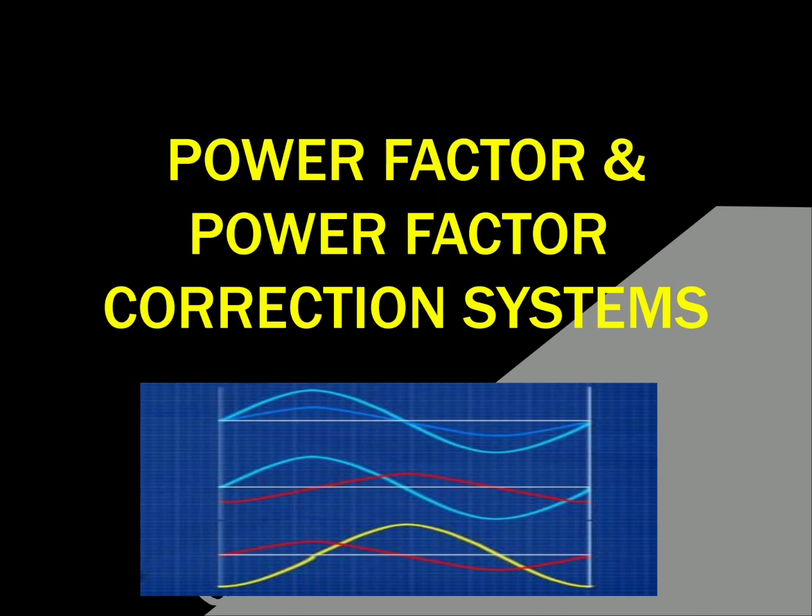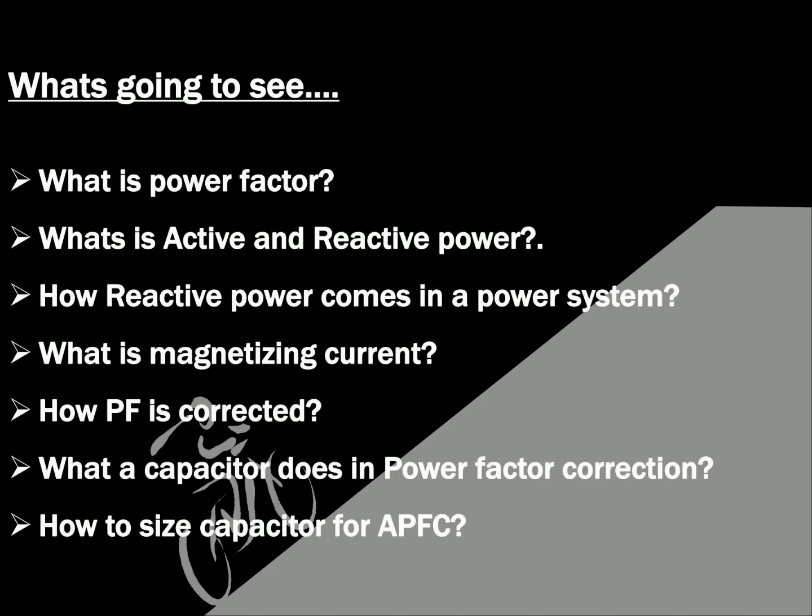In this video, I am not going deep into the electrical concepts. Instead, I'll try to clarify the concept of power factor and its compensation through simple examples. I will be explaining power factor and power factor correction by answering some frequently asked questions. The frequently asked questions are: what is power factor? What is active power and reactive power? How does the reactive power component come into a power system? What is magnetizing current? How can power factor be corrected? Actually, what does a capacitor do in power factor correction, and how to size a capacitor for power factor correction?